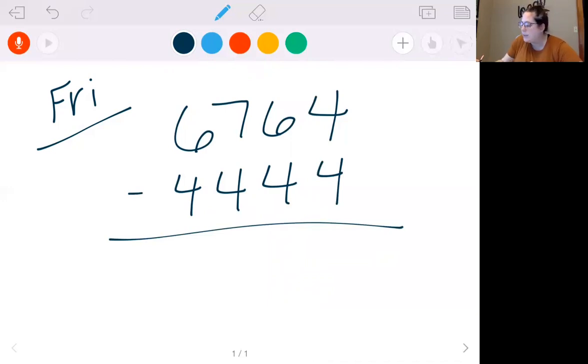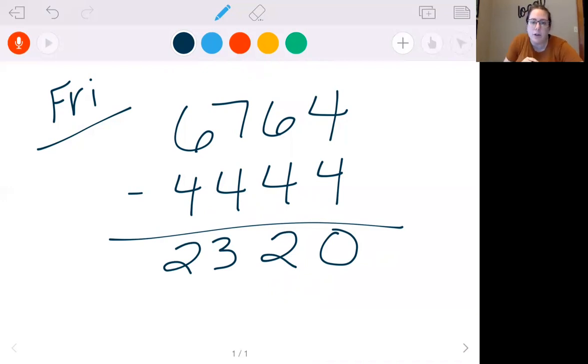4 minus 4 is 0. 6 minus 4 is 2. 7 minus 4 is 3. And then 6 minus 4 is 2. I actually think I wrote that one down wrong, but nevertheless, that one works too. If I wrote it down correctly, that should have been a 7, but it's okay. It's still subtracted correctly, so we have 2,320.